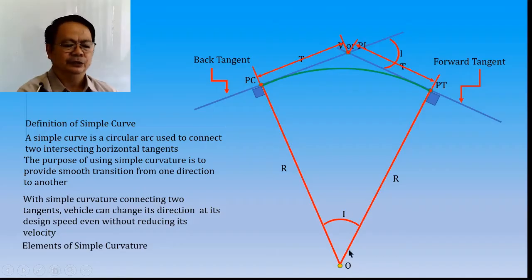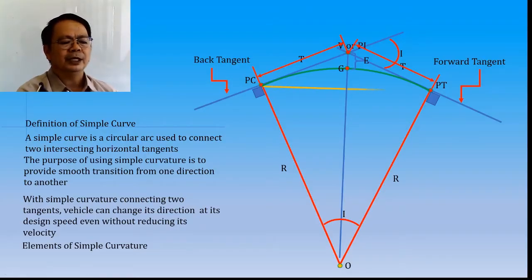And from the vertex to O, nagdo-drawing tayo ng isang straight line so that the intersection of this line with that of the curve shall be called a point G. And then from PC to PT, we are also drawing a line so that we shall have the long chord, so that the intersection of this line joining V and O and PC to PT is called H. And from here, we shall have an element which we shall call the middle ordinate M. Kaya mapapansin natin, marami siyang elements at ang description ng curve ay ibinabase kung ano yung magnitude ng bawat element na nakita natin dito sa ating simple curvature.